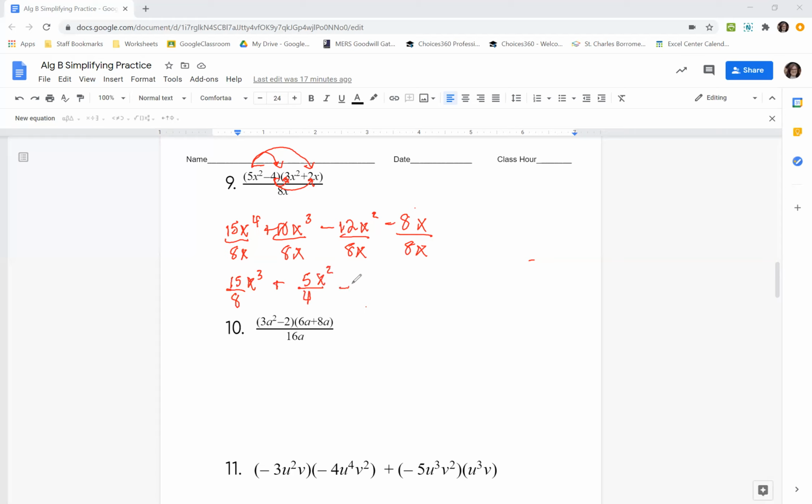Minus, once again, I can't divide 8 into 12 evenly, but I can divide out a 4. 12 divided by 4 is 3, 8 divided by 4 is 2. X squared divided by x is just x. Okay, and here we see this again. Minus 8x divided by 8x is just 1. So this will be minus 1. Okay, and that's my final answer.